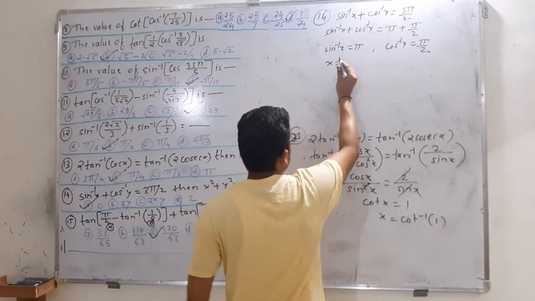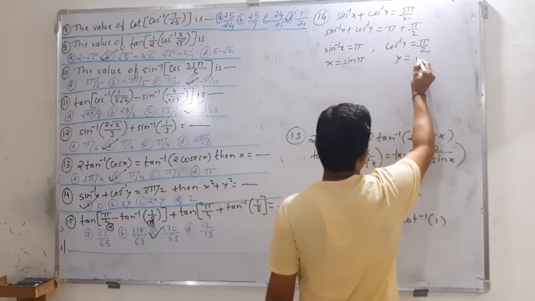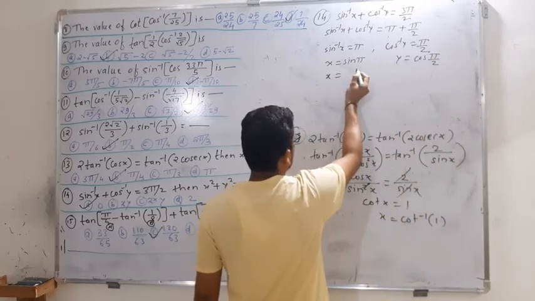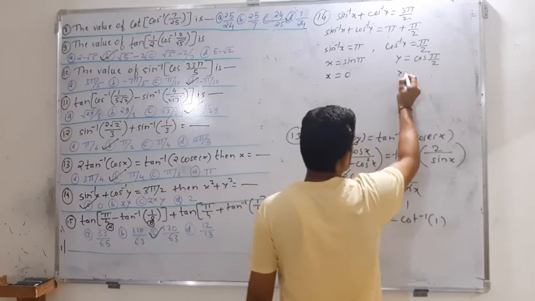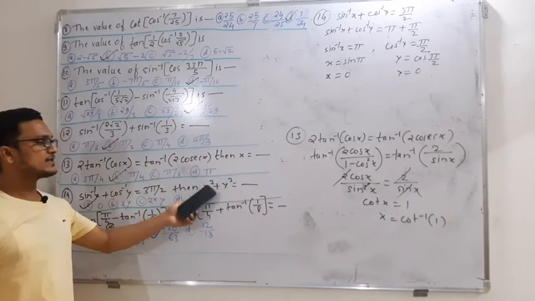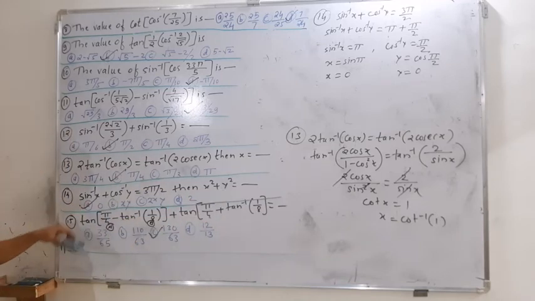Then x is equal to what? Sin pi, and y is equal to cos pi by 2. What is the sin pi value? 0. And what is cos 90 degrees? 0. So x is 0, y is 0. If I substitute here, you will get the answer 0. So option A will be correct.